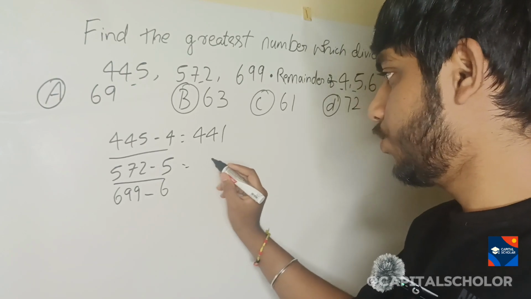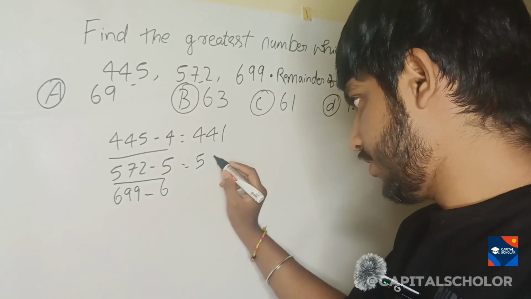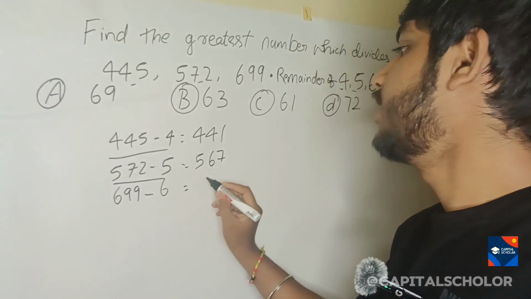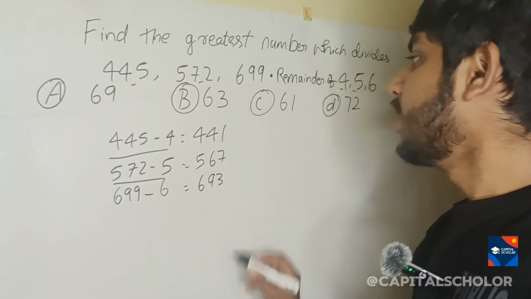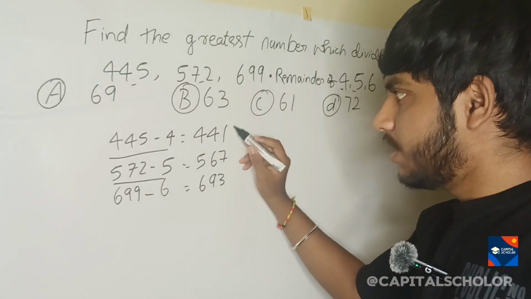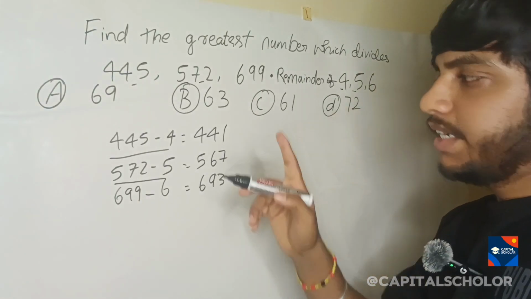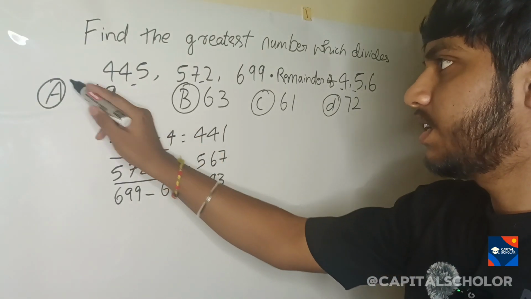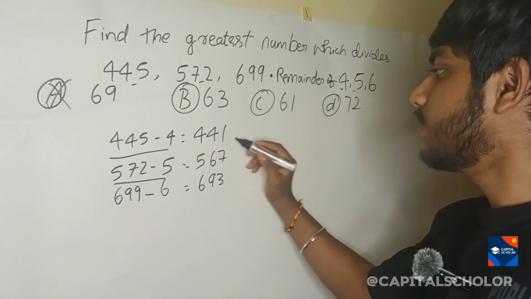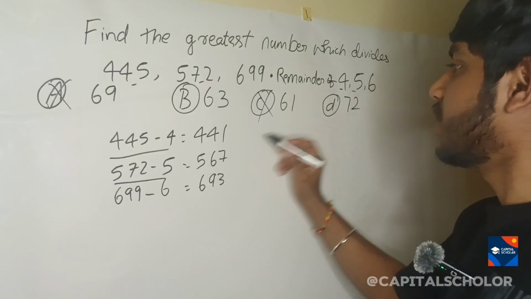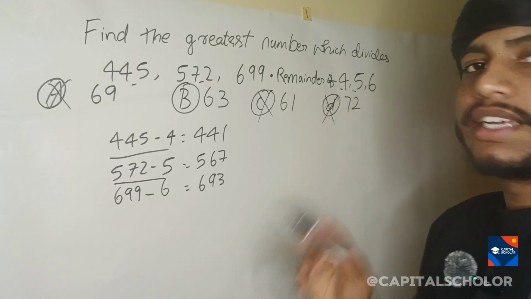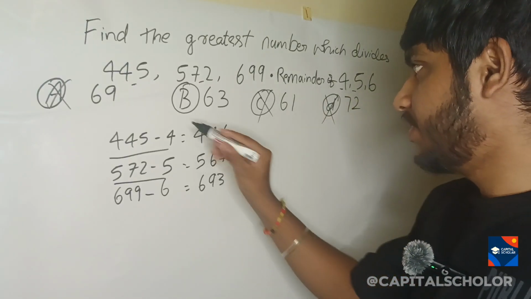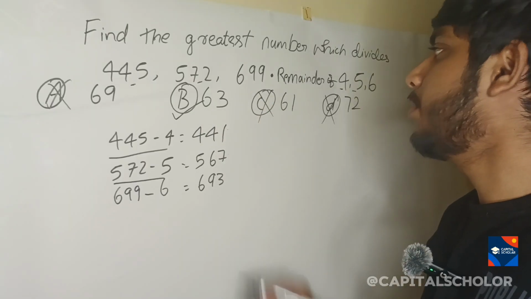This results in 567. This results in 63. Of these numbers, only one goes in the table: 69 doesn't go, 61 doesn't go, 72 absolutely doesn't go, as we have only one option, which is 63. So the answer will be 63.